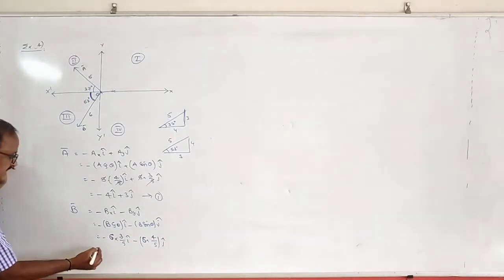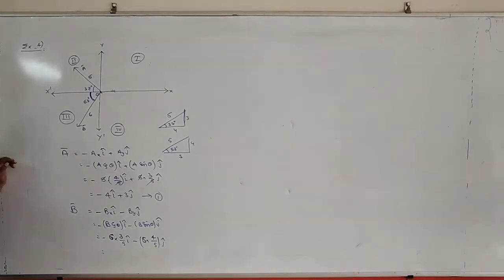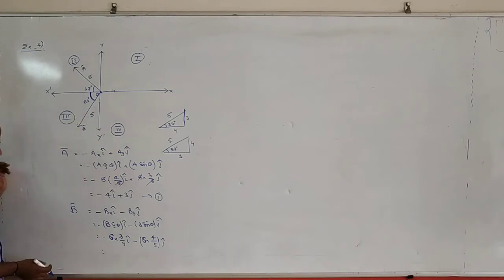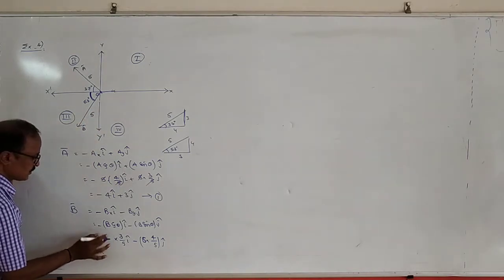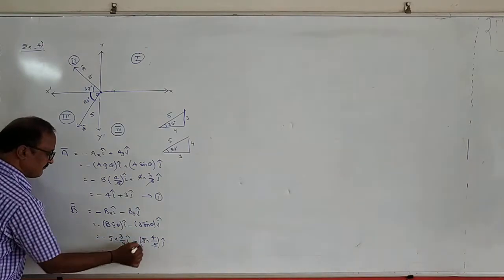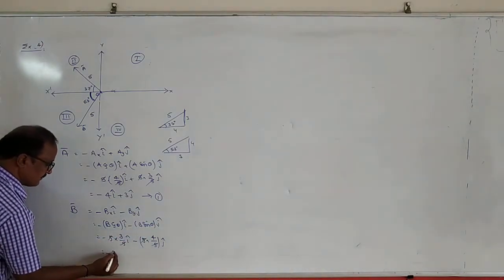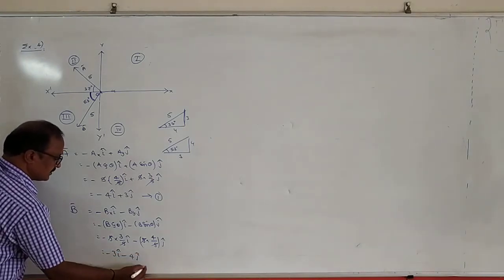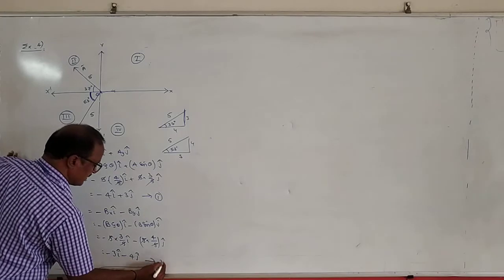Okay, that is equal. Suppose here, for example, this is also taken as 5 into 5, so b is also equal to 5. Here also b is equal to 5. 5 cancels. Minus 3 i cap minus 4 j. This is the vector b bar.